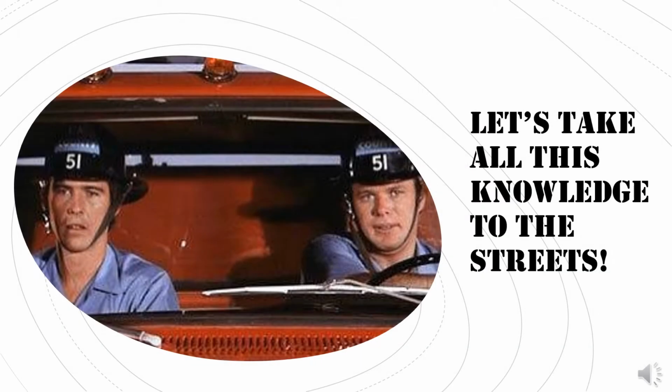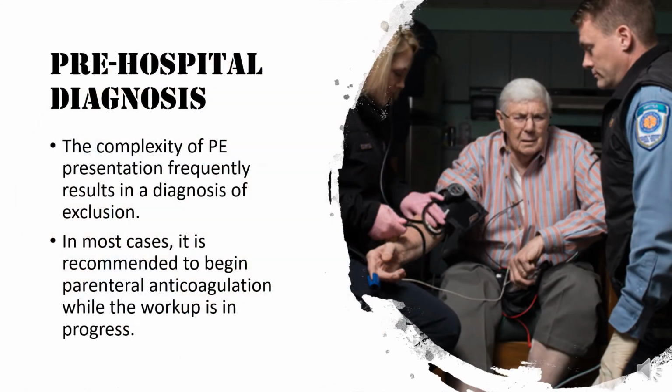All right, we've learned a lot about pulmonary embolism. Let's take all this knowledge to the streets. Pre-hospital diagnosis. The complexity of the pulmonary embolism presentation frequently results in a diagnosis of exclusion, but if suspected, in most cases it is recommended to begin parenteral anticoagulation while the workup is in progress.